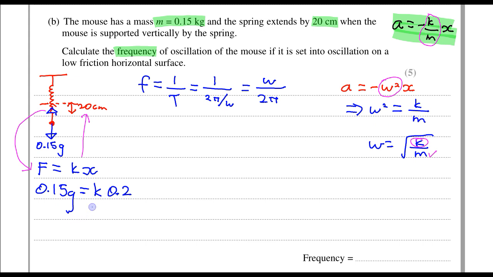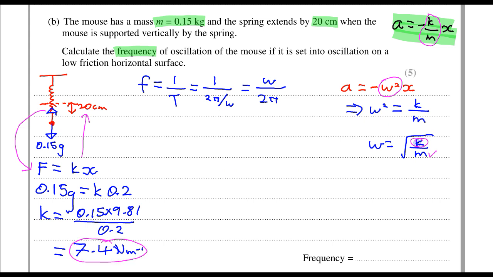Rearranging this, dividing by 0.2 on both sides, we get that the value of k is 0.15 times 9.81 over 0.2. That gives you 7.4 newtons per meter. And we can take that k and put it in the k there, which will give us our omega value. So omega will be square root of 7.4 over the mass, which was 0.15, and that is 7.0 radians per second.